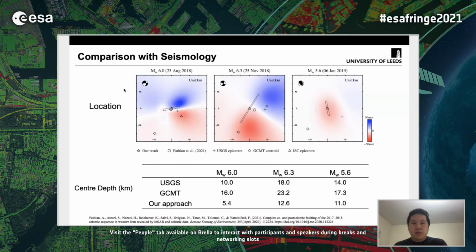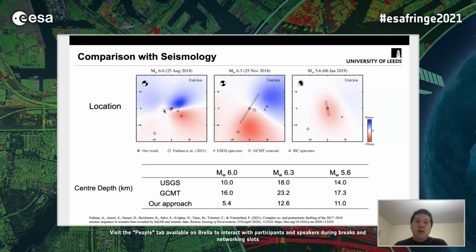Finally, we compare our results to the seismological observation. In summary, except for a few discrepancies, our InSAR-derived results agree well with the seismological data, especially using our time series approach. Here, we focus on the comparison of the location and the centroid depths, where it shows the advantage of InSAR observation.